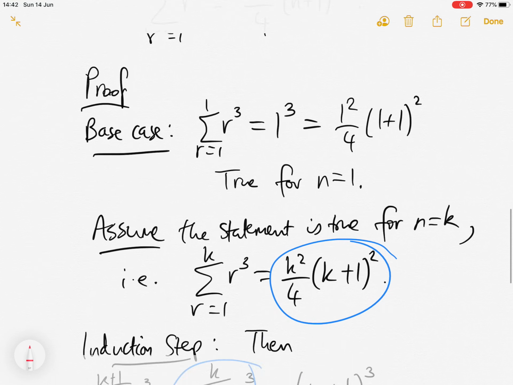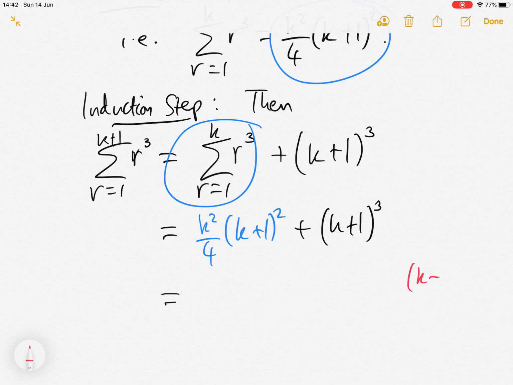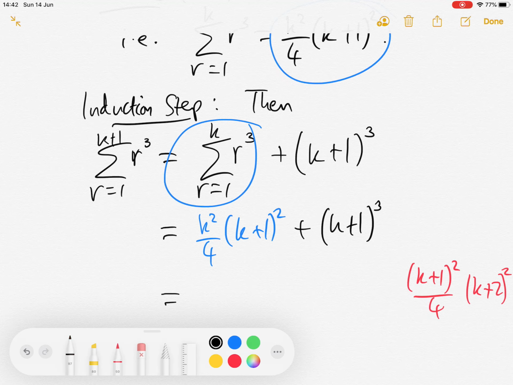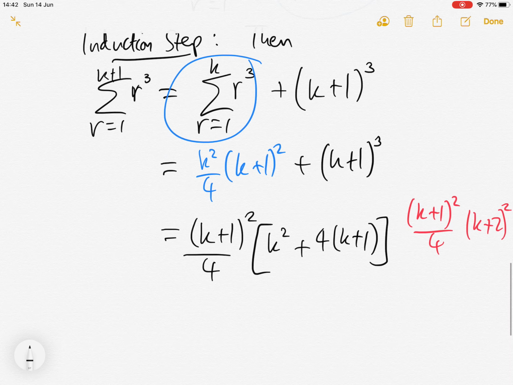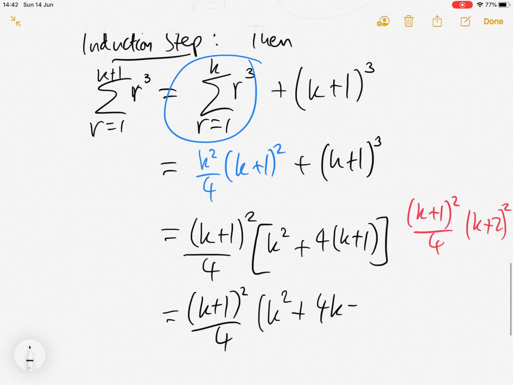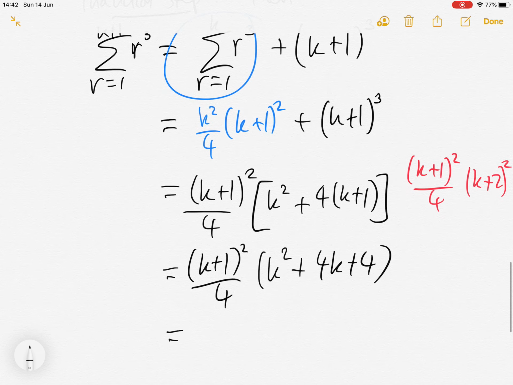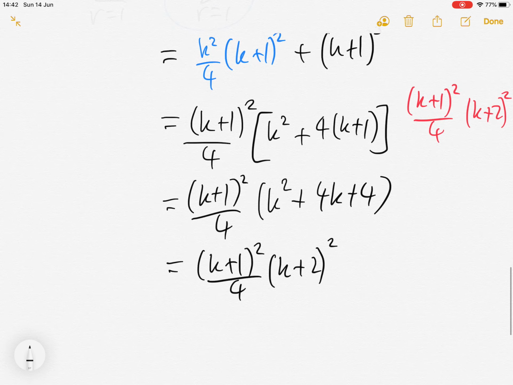So what I want to do is get that this thing is equal to k plus 1 squared over 4 times k plus 2 squared. That's what I'm trying to get in these next few steps. So notice k plus 1 squared over 4 is a factor. And then inside we've got k squared plus 4 lots of k plus 1. We're nearly there now, because this is k squared plus 4k plus 4, which is also k plus 2 squared. So that's very good. That's what I wanted.